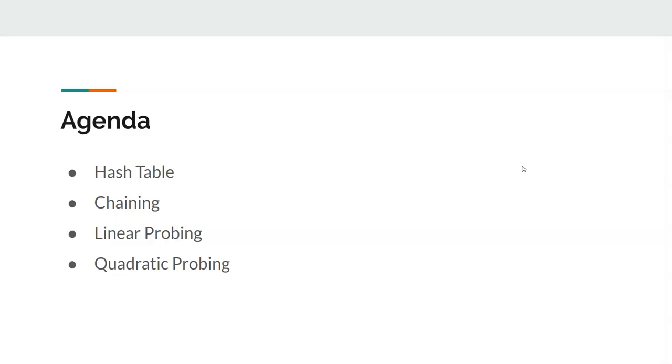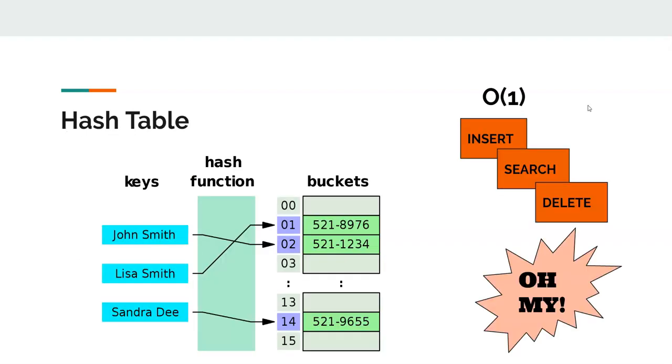Today, we are going to go over hash tables, chaining, linear probing, and quadratic probing. Now, the reason why we love hash tables so much is because it gives us an O(1) insert, search, and delete. Oh my! And how that works is that we take a key, put it through a magical black box we call a hash function, and that hash function will assign that key to a unique index that will be used to access that key and that key alone.